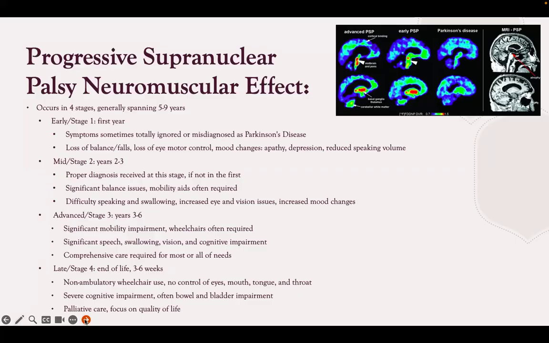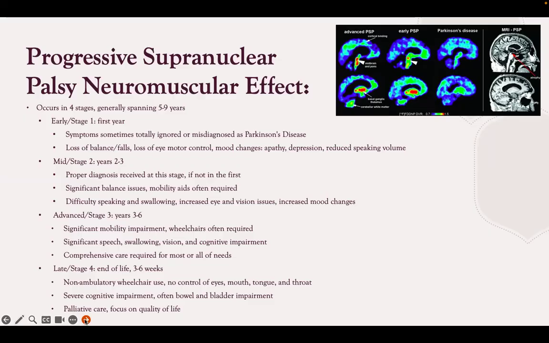Stage 2, years 2 to 3, the illness becomes more distinguishable and an accurate diagnosis is achieved. Significant balance problems are observed, with mobility aids often required. Patients will have speaking and swallowing difficulties, like slurred speech, and an increased choking risk. There is a decline in vision and motor control of the eyes, including voluntary or slow blinking and twitching of the eyelids, alongside increased mood changes.